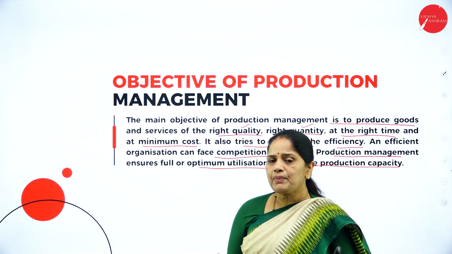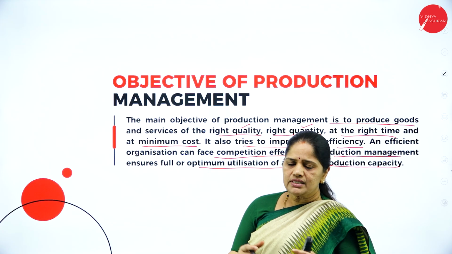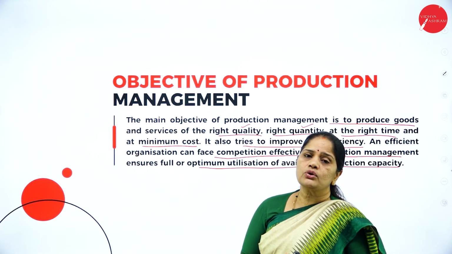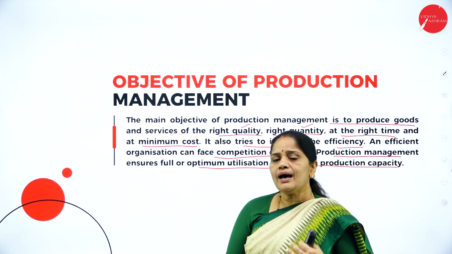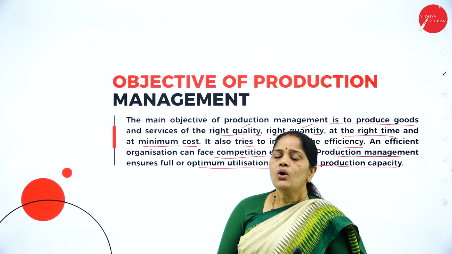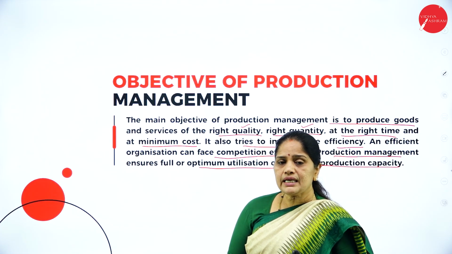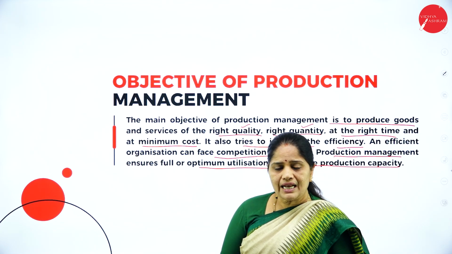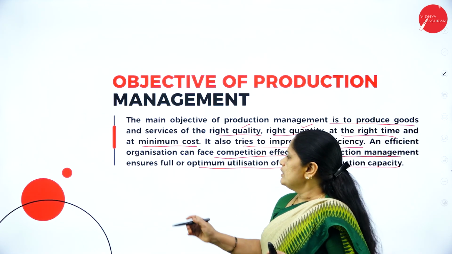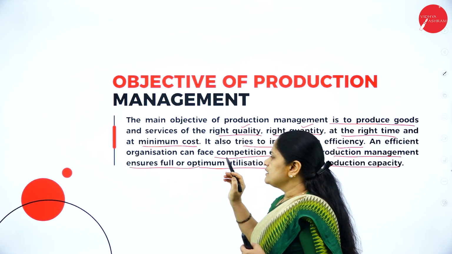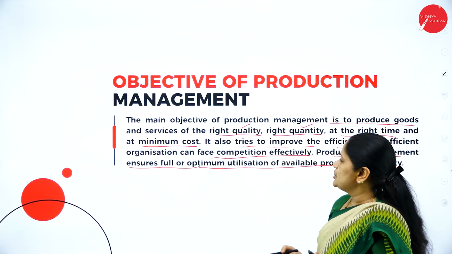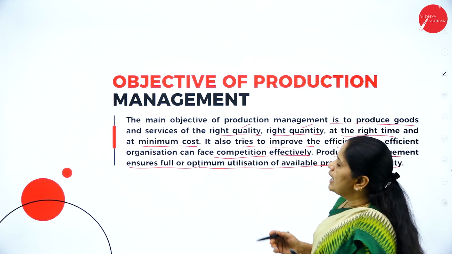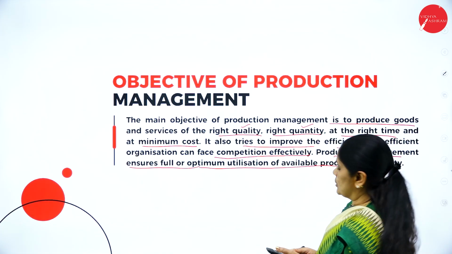Whatever is the plant capacity, whatever is the production capacity of the plant to produce the goods, it has to run to the maximum capacity. Only then can the company say that it can have the economies of large scale production. So, production management should ensure that there is optimum utilization of the available production resources.